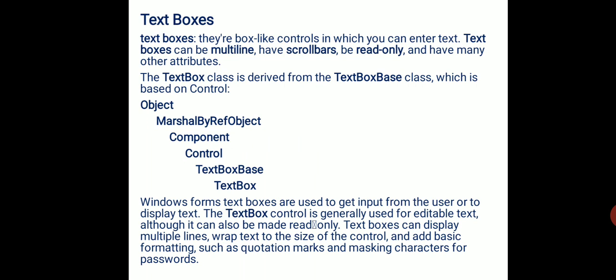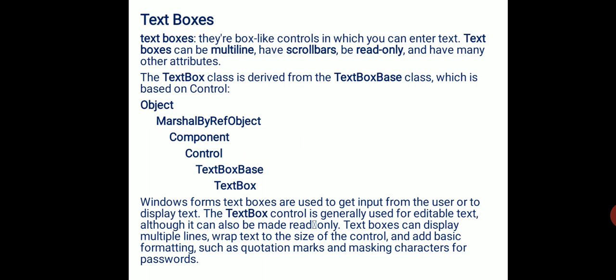So Windows Forms text boxes are used to get input from the user or to display text. The text box control is generally used for editable text, but it can also be made read only. Text boxes can display multiple lines, wrap text to the size of the control and add basic formatting such as quotation marks and masking characters for passwords. So these are all the properties. You can make the text boxes multi-line, or you can add scroll bars, or you can make text boxes read only. That means you can't edit text.